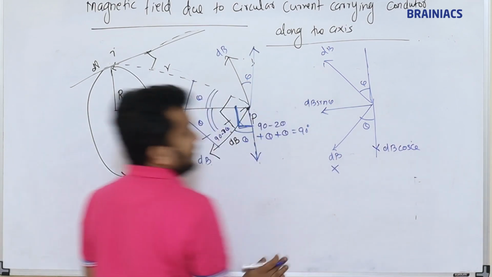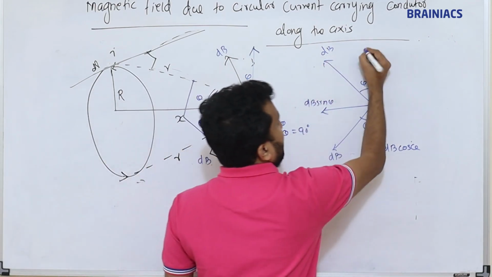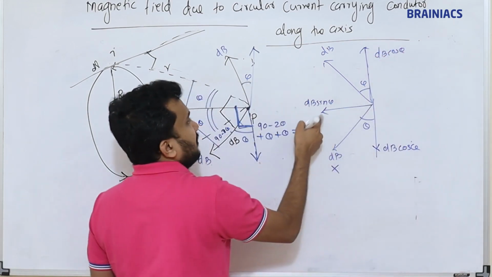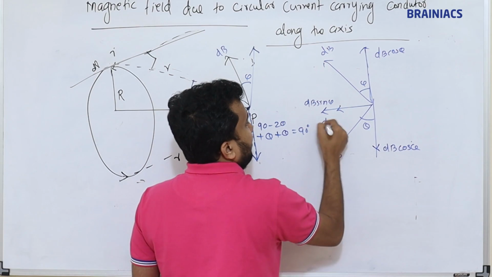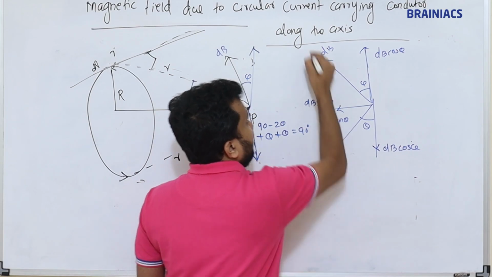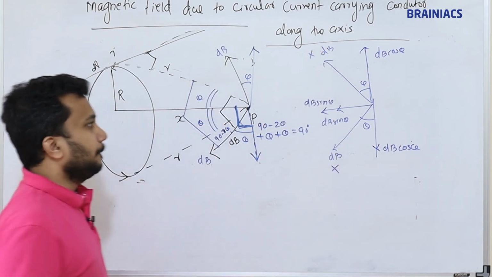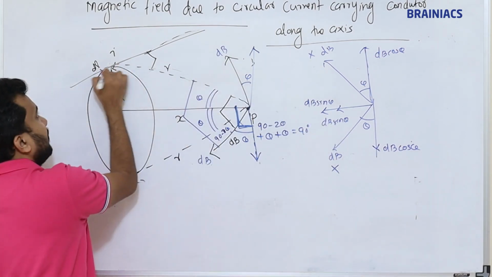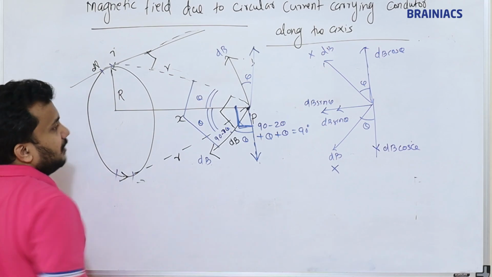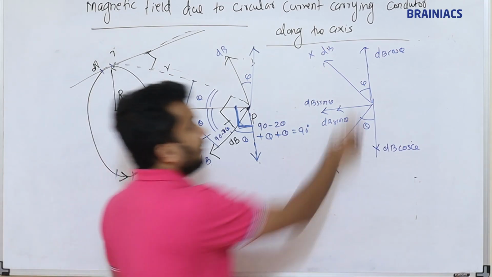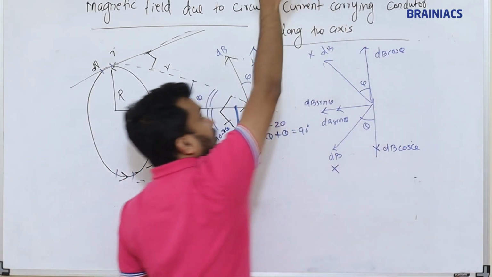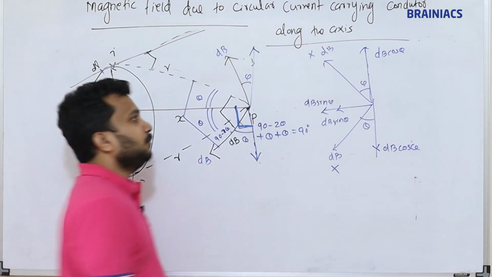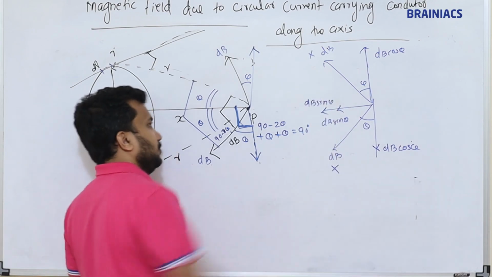Now you can forget about this. Now we'll go here. This can also be written as dB cos theta. And again, one more dB sin theta. Once you have written it, you can forget about this. Now you see dB is a magnetic field created by the small current element here. So here also we have a small current element. So this dB cos theta is a vector quantity. One vector on the top side, one vector on the bottom side. Both vectors will cancel each other. So the magnetic field is equal to zero.